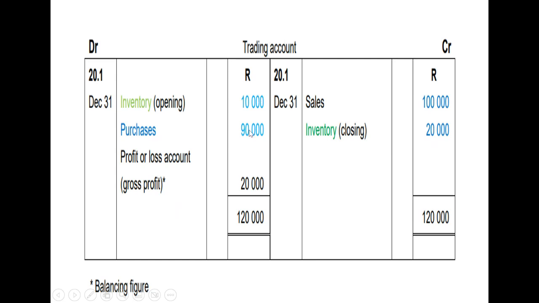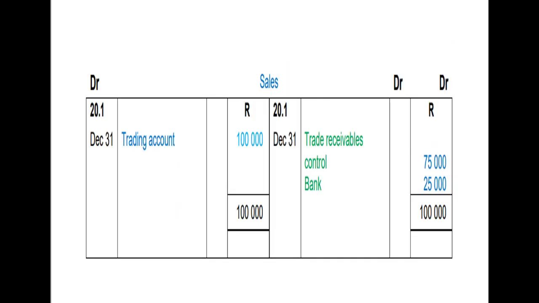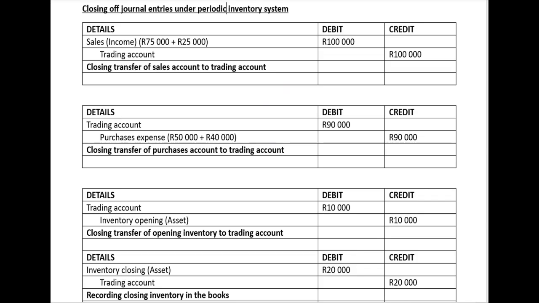Trading account is debited by 90,000, because when we debited the trading account, we credited the purchases account for 90,000. So it was 50,000 plus 40,000. Let's also go back to those closing journal entries. You see that once you've done these journal entries, it becomes so easy.